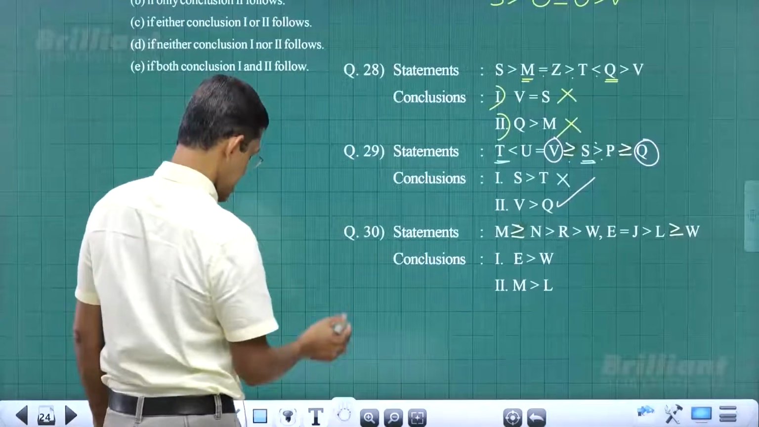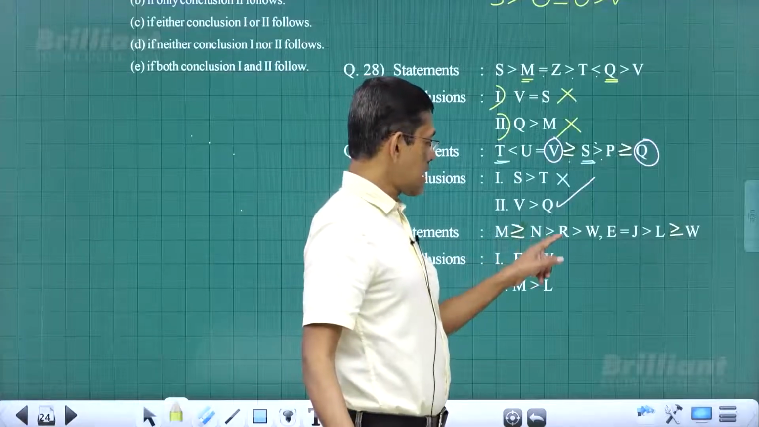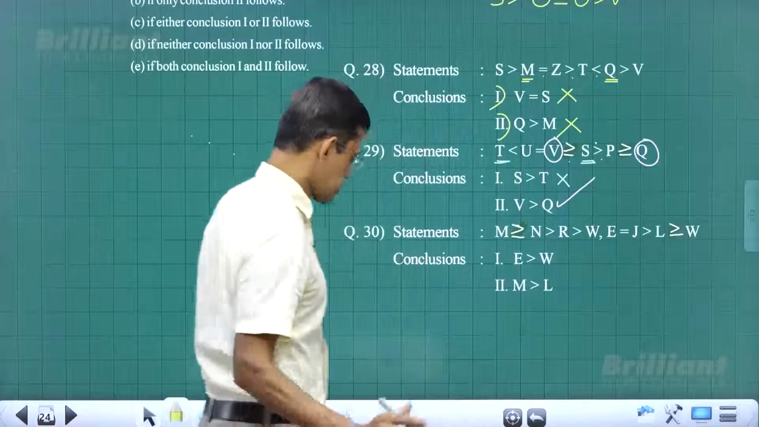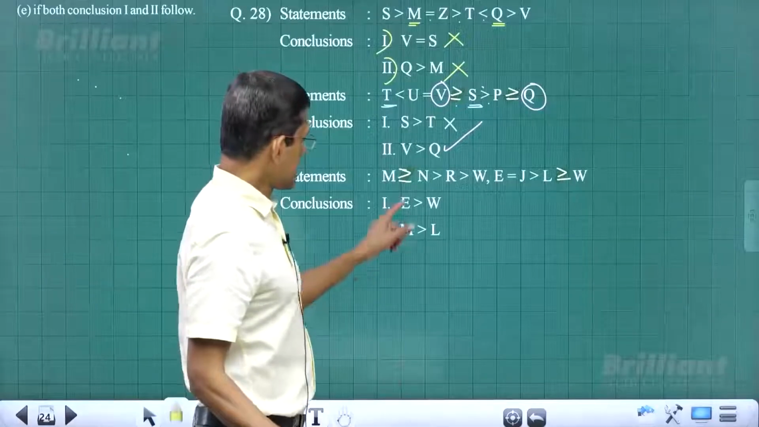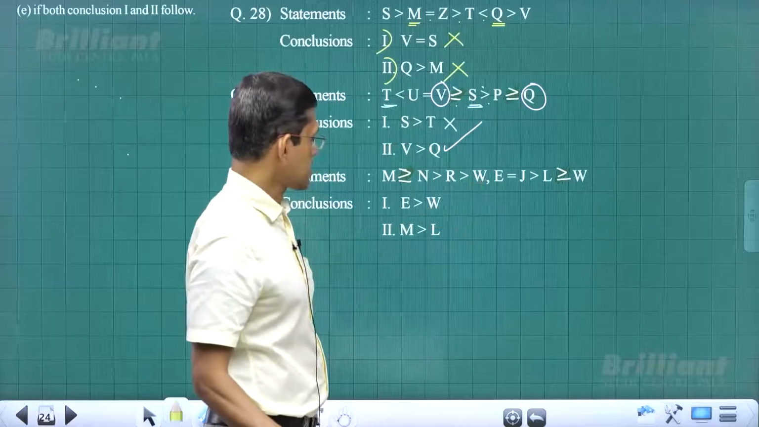Now next one, number 30. M greater than or equal to N, N greater than R, R greater than W. Then we have another statement here. So we have two statements and we have two conclusions as well. So let's look at it. E greater than W. So E, you can get it from the second statement, W from the first statement. So let's combine it.